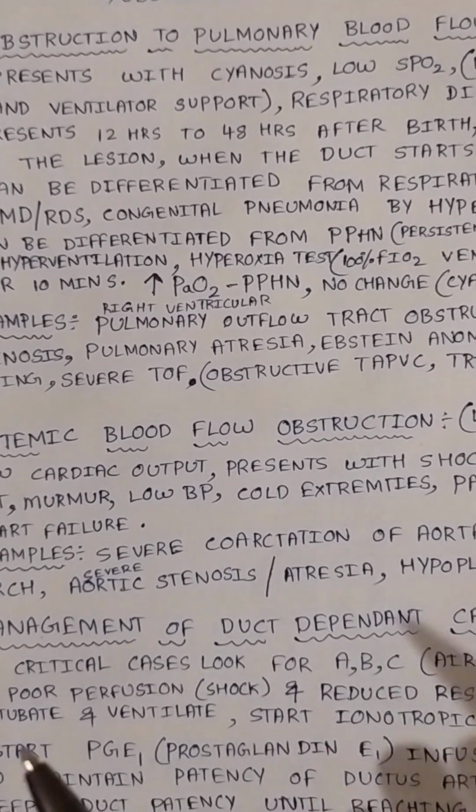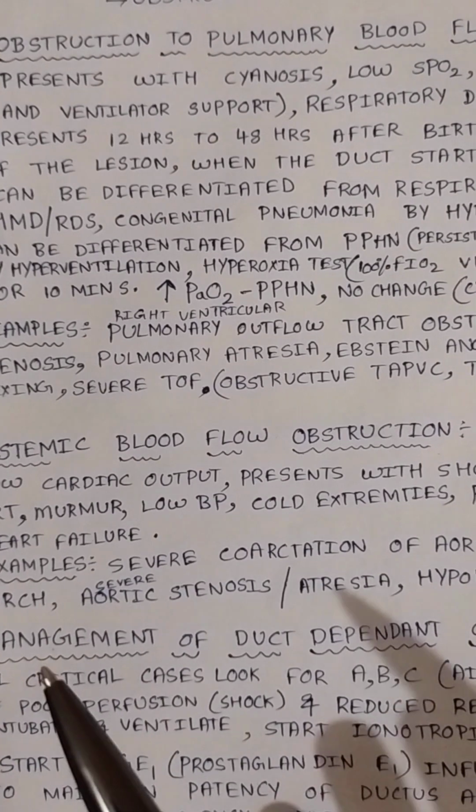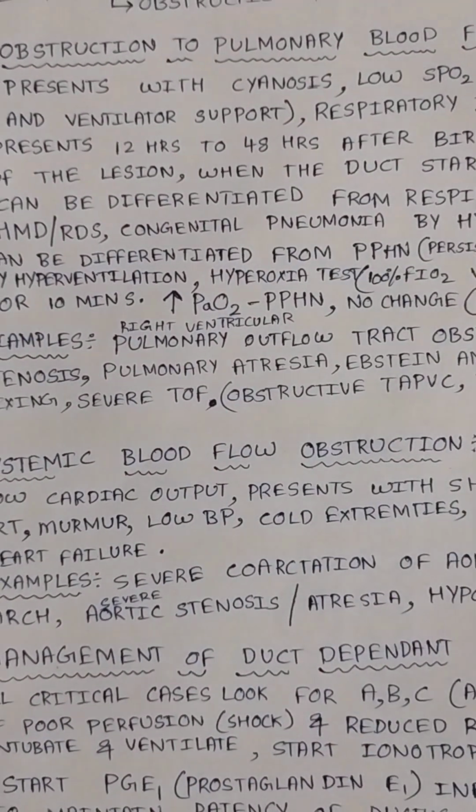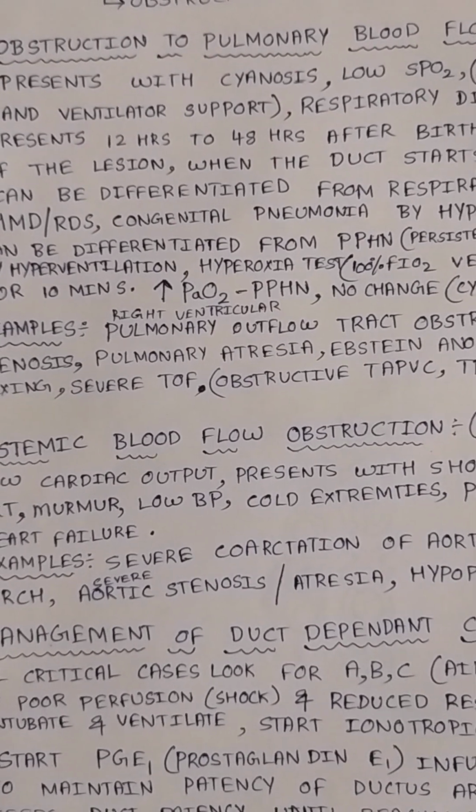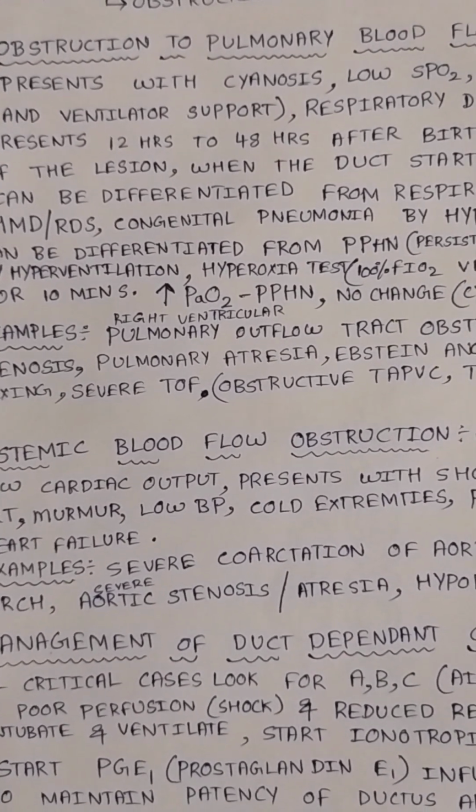So if there is the aorta in the place of the pulmonary artery, from the right ventricle the blood goes to the aorta, and deoxygenated blood goes to the aorta and will supply the systemic circulation. So it is of no use.